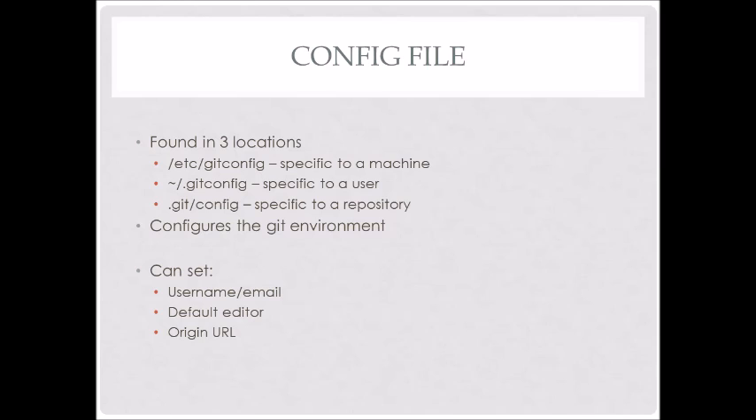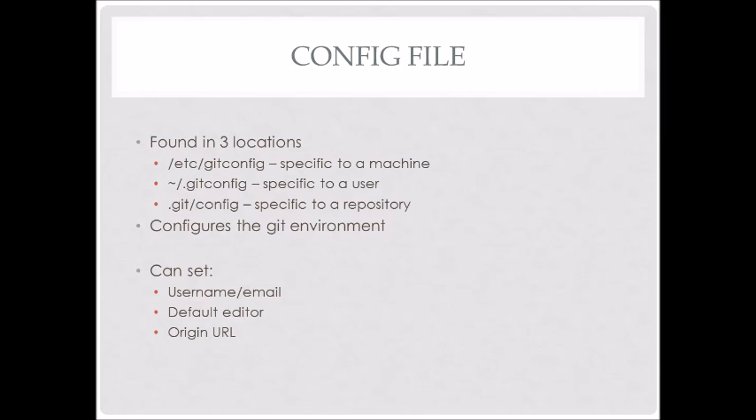Now there's 3 locations for the config file, and they're listed here in order of priority. The first one is in the etc directory under the name gitconfig, and whatever configurations are set in this file pertain to the machine. The next location is in the home directory under the name .gitconfig, and these settings are specific to a user. A thing to note here though is that this user level configuration takes priority over the machine level one.